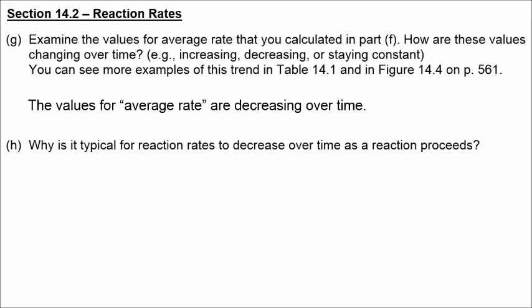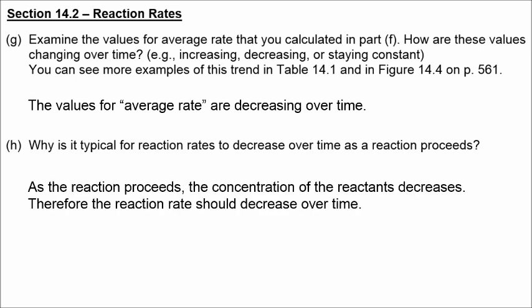Why would this be typical for a reaction rate to decrease over time over the course of the reaction? Well, the simple reason is that as the reaction proceeds, the concentration of the reactants themselves is decreasing, and therefore the reaction rate should decrease over time. So a higher concentration would normally mean a faster reaction rate, but here we have a lower concentration of the reactants, so the reaction rate is decreasing.